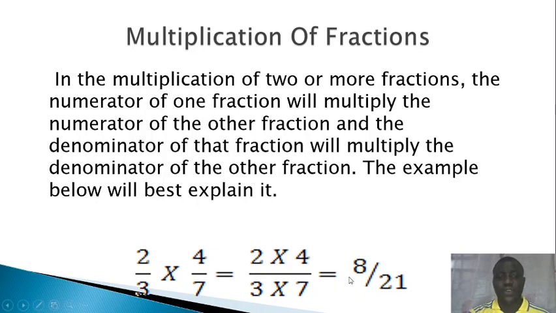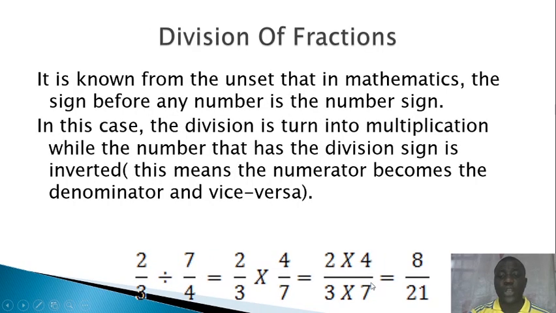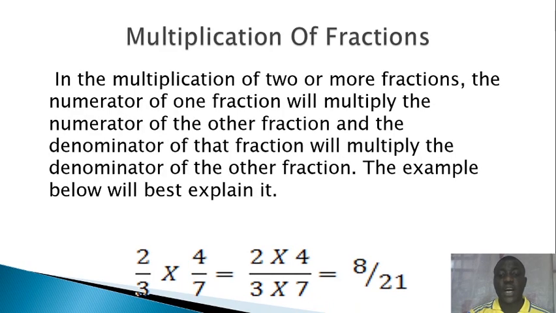If you look at this first one, you find out that it is 2/3 times 4/7. So it is equal to what? 2 times 4, which is the numerator of the two fractions, all over 3 times 7, which is the denominator of the two fractions, is equal to 8 over 21. 8 over 21 now is our final result.